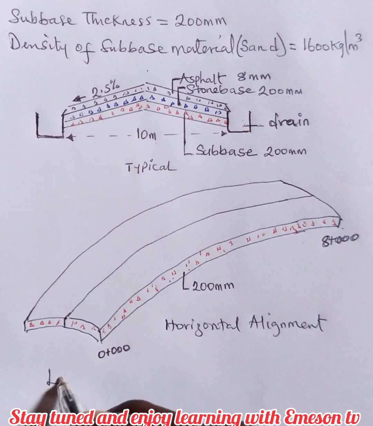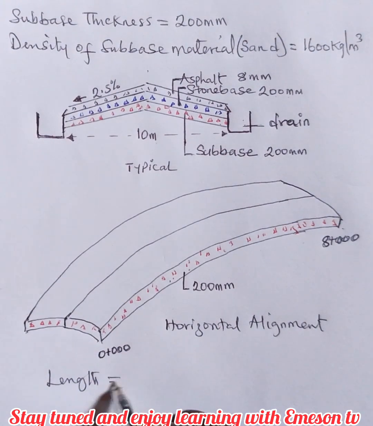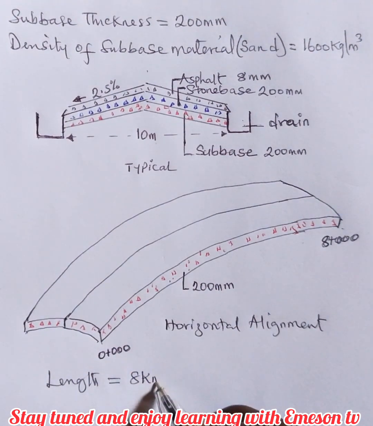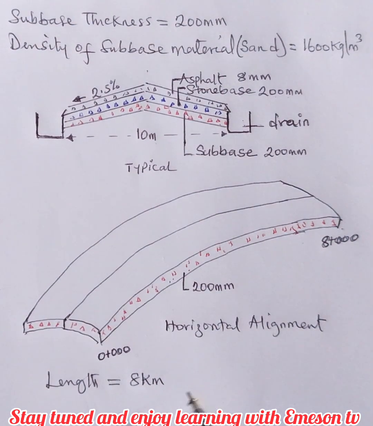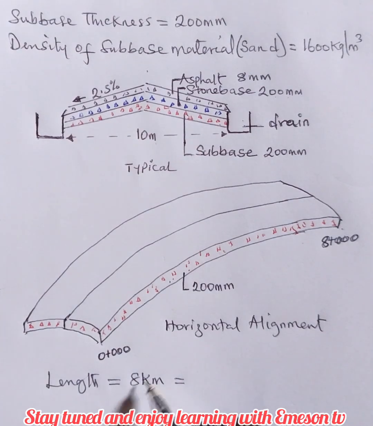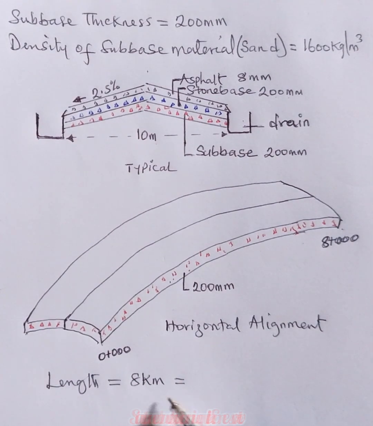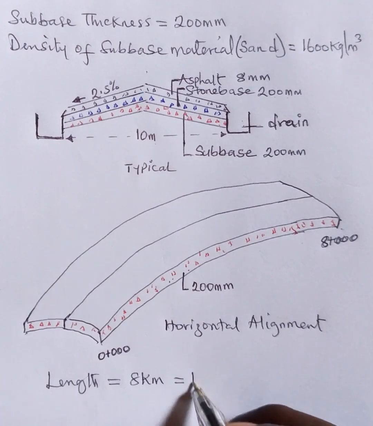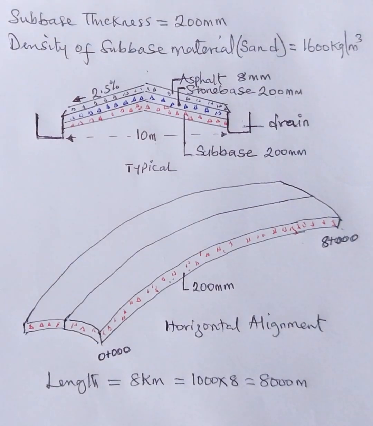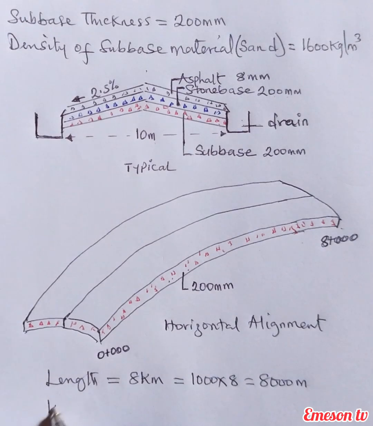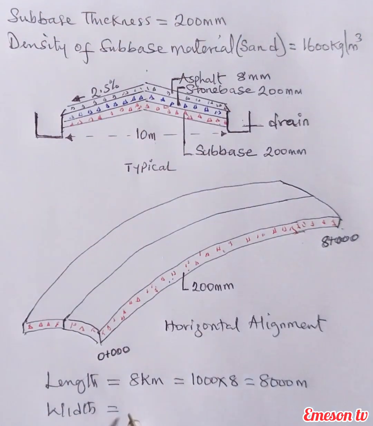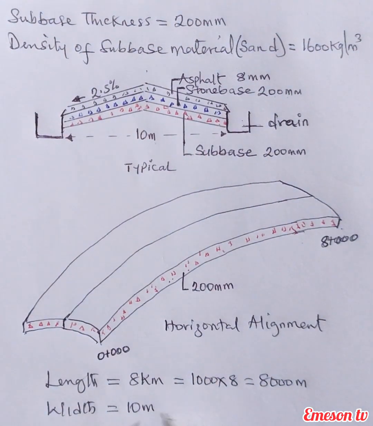So the road length is 8 kilometers. We want to have uniformity in the units, so I'll convert this 8 kilometers to meters. It simply means you multiply this 8 kilo by 1000, and you have 8000 meters. So the next thing we have is the road width. The road width from the question is 10 meter. I think the unit here is okay. 10 meter, 8000 meter. There is uniformity here.